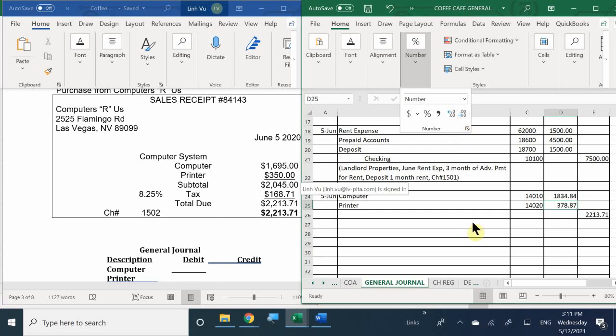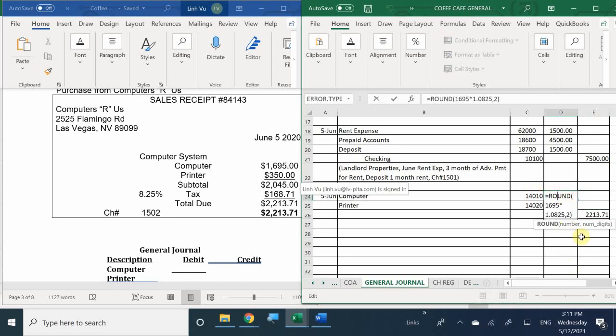Okay, so for the printer, what formula would you suggest using for that then? For this one, I just took the total minus the computer, because this one I've already have as a rounded number, right? I already chose selectively that my computer is gonna carry most of the tax. Okay, so I've already selected here.